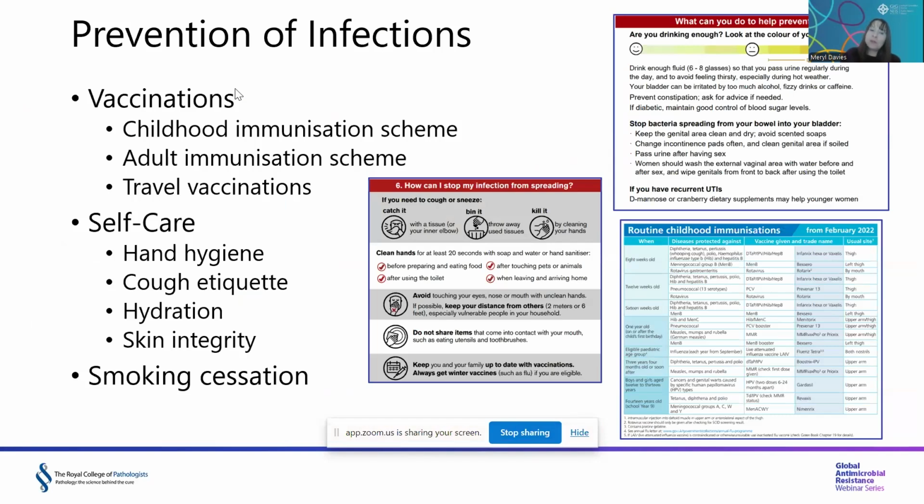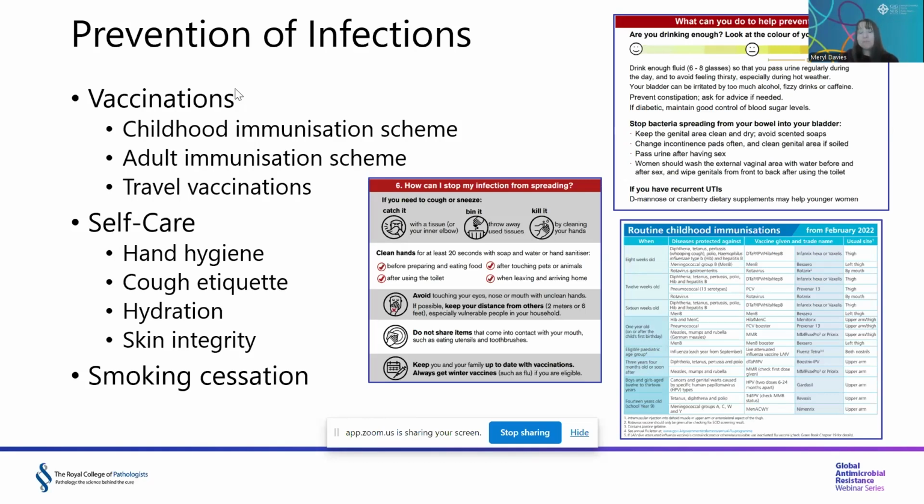There's a lot of work from the perspective of prevention of infection in the United Kingdom. So we have a national childhood vaccination scheme, as well as an adult immunization scheme, as well as a scheme for travel vaccinations. There's a lot of promotion of self-care from the perspective of hand hygiene, cough etiquette, hydration, skin integrity, and also self-management of their infection. And also other healthy lifestyle interventions. So an example here would be smoking cessation or obesity management.